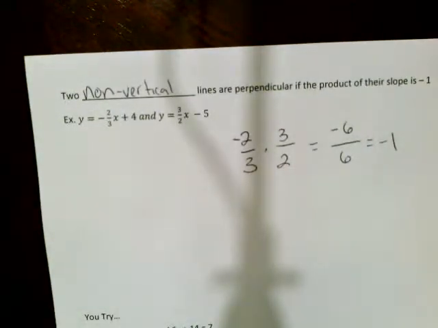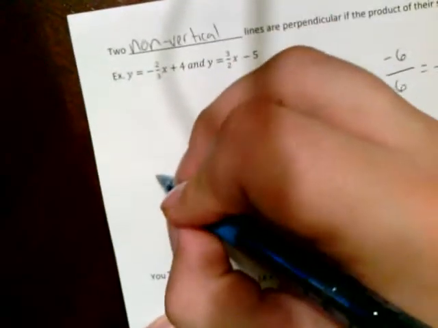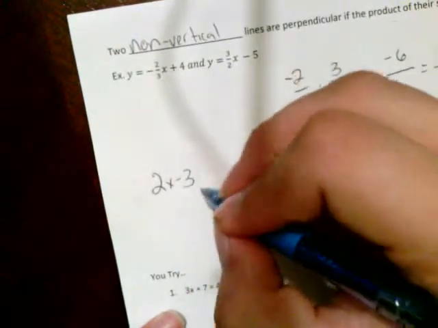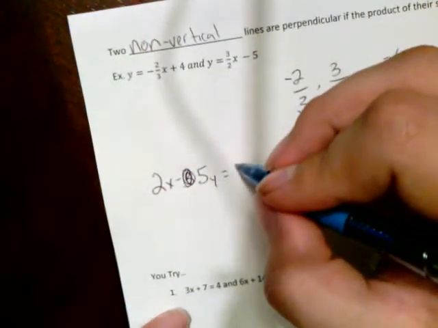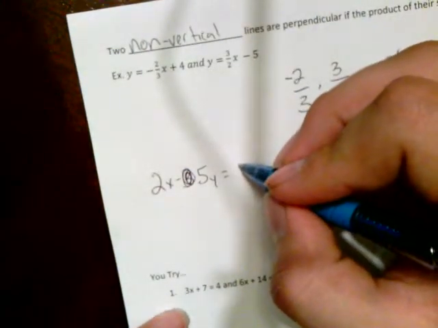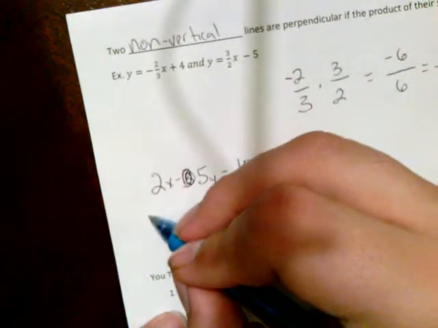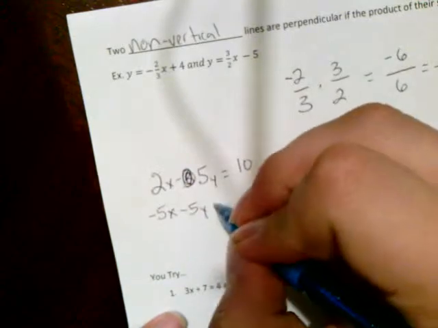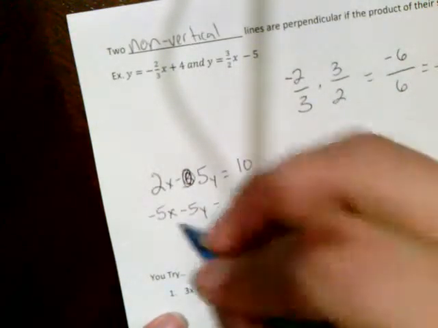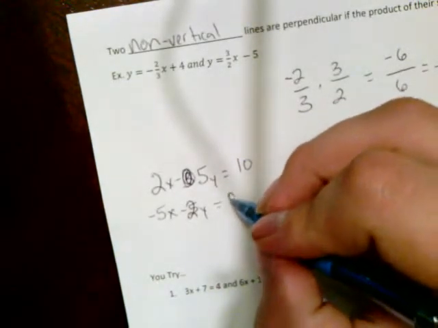So let's actually test that out. Once again, if you had something like 2x minus 5y equals 10, and negative 5x minus 5y equals, 2y equals 8.